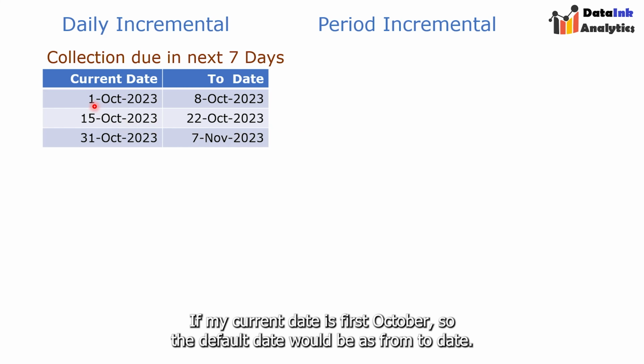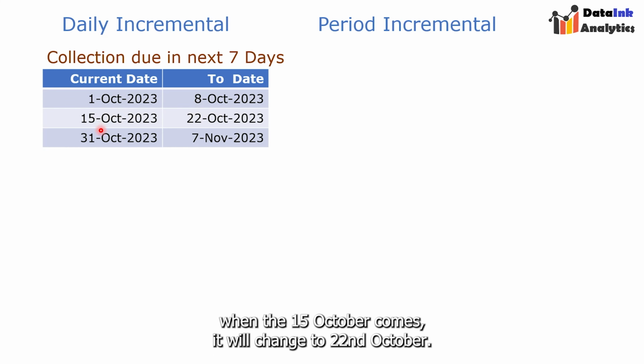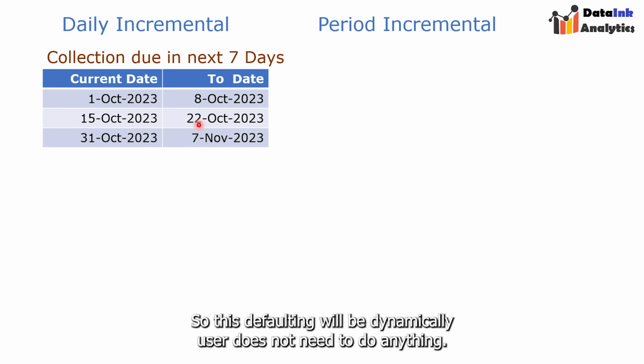So if my current date is 1st October, the default from and to date would be 8th October, that is 7 plus the current date. When 15th October comes, it will change to 22nd October. So this defaulting will be dynamic, and the user does not need to do anything.